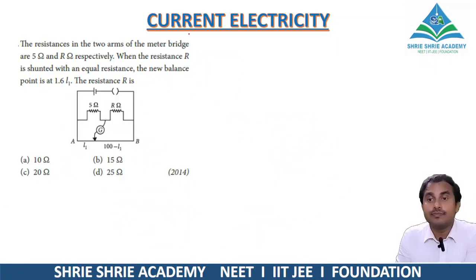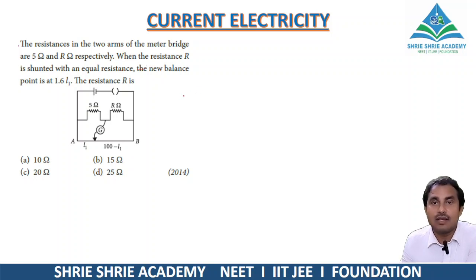Let's say this question, actually this is like last. The resistance in the two arms of the meter bridge are 5 ohm and R ohm respectively. When the resistance R is connected with an equal resistance in parallel connection, the new balancing point is at 1.6 L1, right?